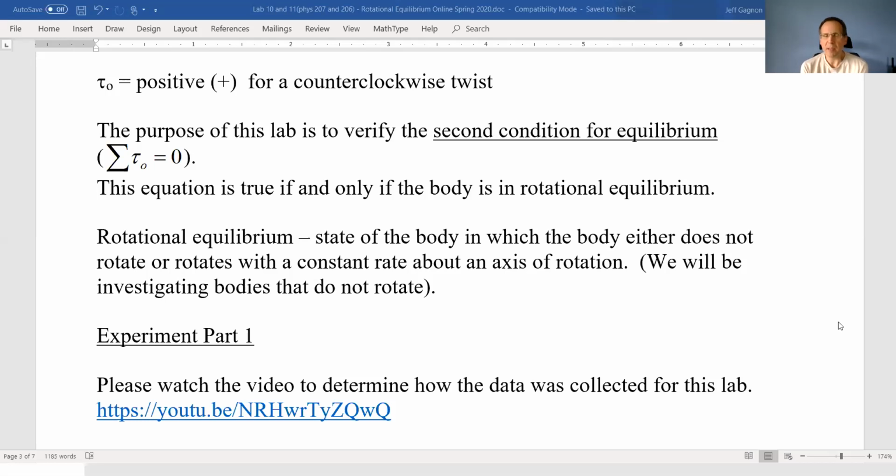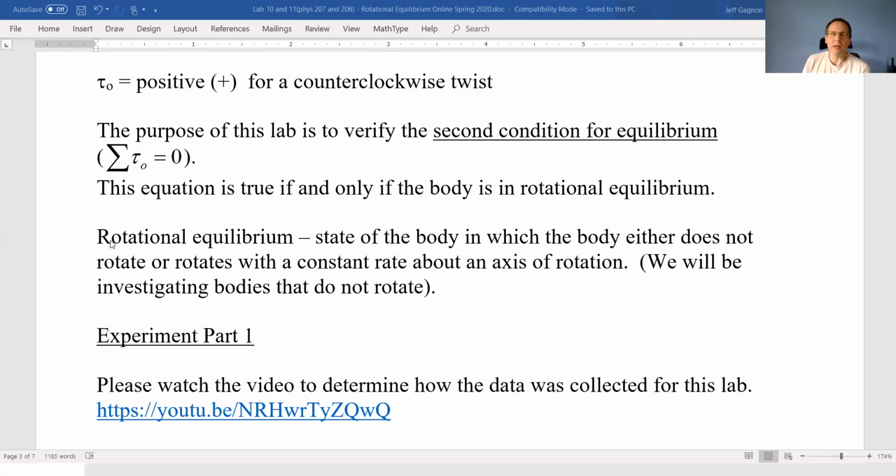Now, the most common case, and the case that you will deal with in this lab, will be when the object is static. So if it's at rest, it's not moving at all, then we know it's in rotational equilibrium. And that's all the cases that we'll see in lab at least.